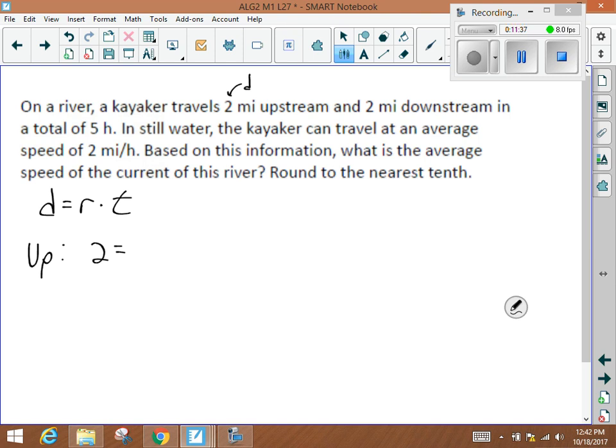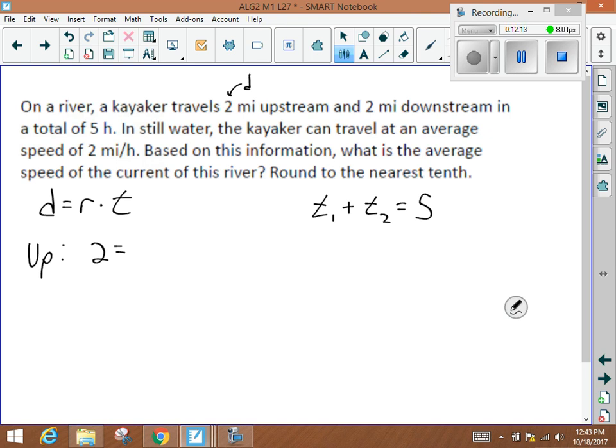I also know that the total time was 5 hours. In other words, the time that it took to go upstream, we'll call it T1, plus the time that it takes to go downstream, that we'll call T2, is going to be a total of 5 hours, right? And those times have to be different because, of course, it's going to take a little bit longer to go upstream against the current than it is going to take to go downstream with the current.